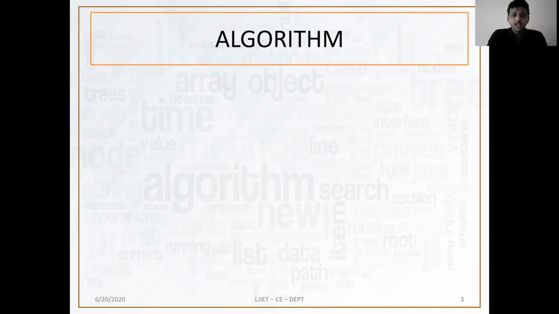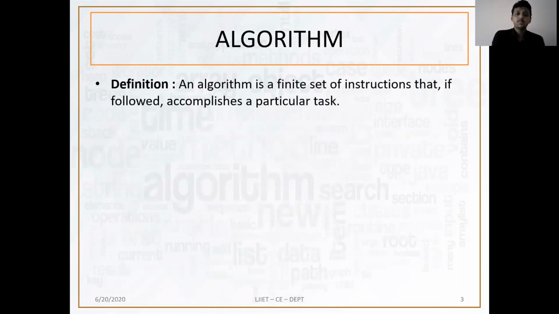I hope in your CPU subject you already learned about the algorithm. So keep thinking in your mind, what do you mean by the algorithm? As far as we're concerned, an algorithm is a step by step set of instructions which are executed step by step. So the algorithm is a finite set of instructions that is followed to accomplish a particular task.